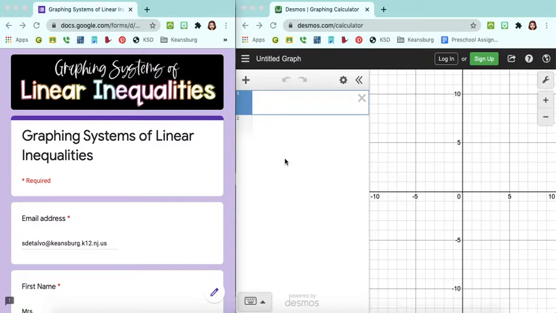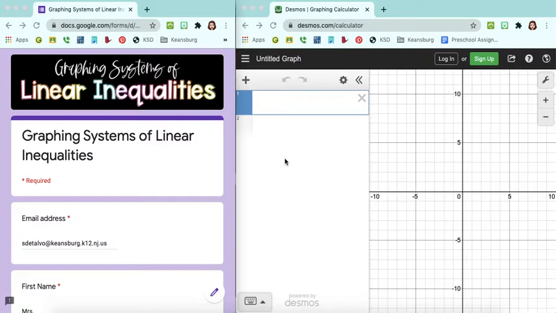answer to the system. So just like systems of equations, we're going to have two inequalities that we're going to type in, and we're going to see where they intersect. Because just like when we solved systems by graphing and we wanted to know where the two lines intersected in order to know the solution, we want to know the same thing when we're graphing systems of linear inequalities. We want to see where they intersect.